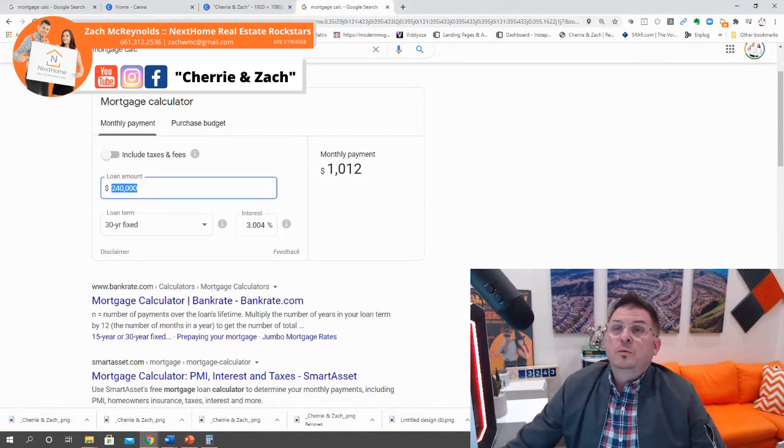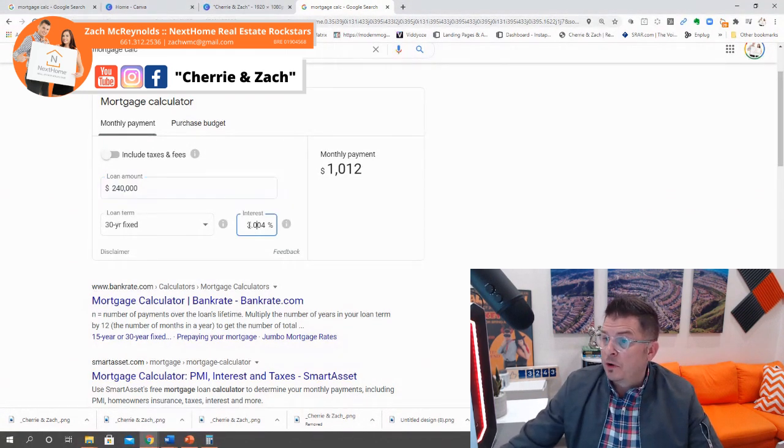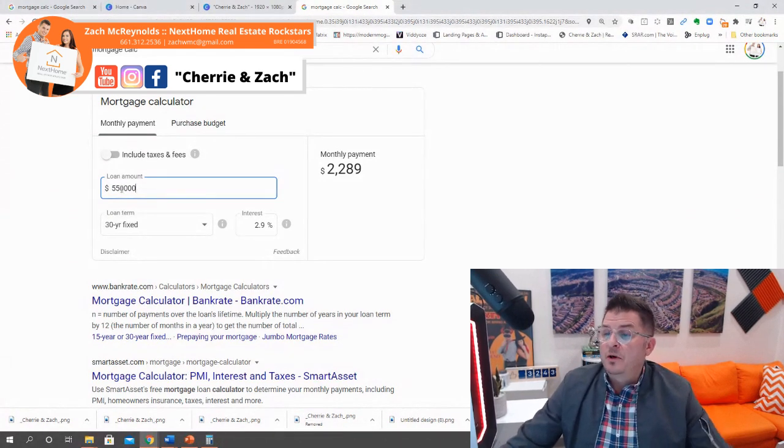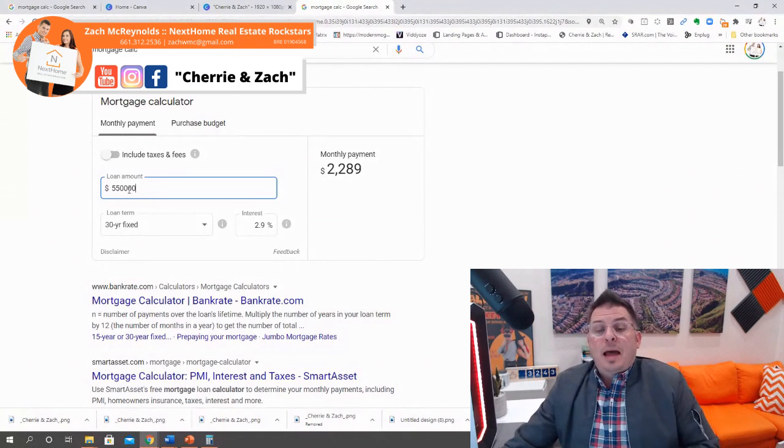So let's stick with the numbers that we said. We're basically saying that if you make $8,000 a month, you've got your car payment, your student loan, and your credit card debt. You're basically left at about $2,500 a month that you can qualify for. Rates right now are under 3%. Let's say we're at 2.9 right now, and you are interested in buying, let's say, a $550,000 house.